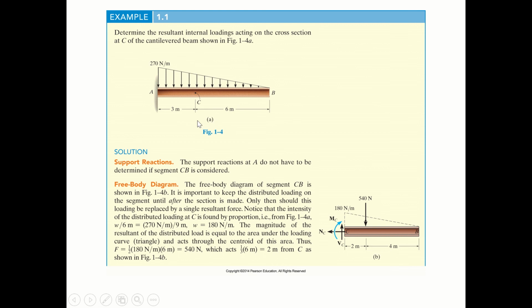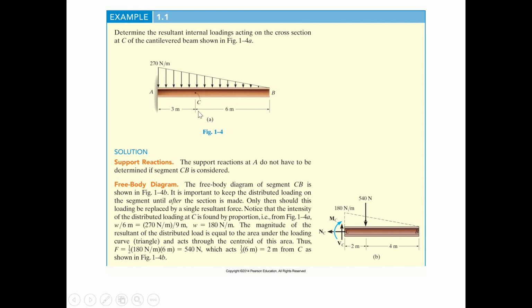So we could choose this point, choose this section, and cut it off. We cut it into two parts: one is AC and one is BC. Both of them can be used to calculate the normal force, shear force, and moment. But there is an easier way to calculate the resultant force and resultant moment at C: we choose the free body BC.